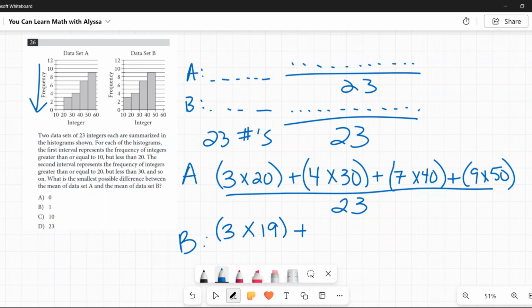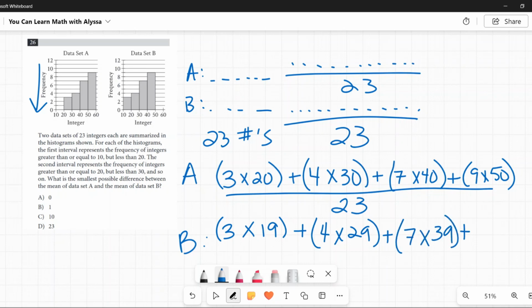Next one, it can go from 20 to 29, the next interval. I want it to be as high as possible, so it's going to be 29. And we got 4 of those. Next interval can be from 30 to 39. I want it to be as high as possible, and we've got 7 of those.